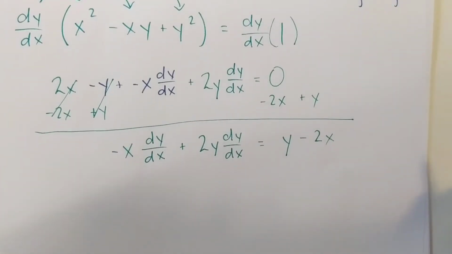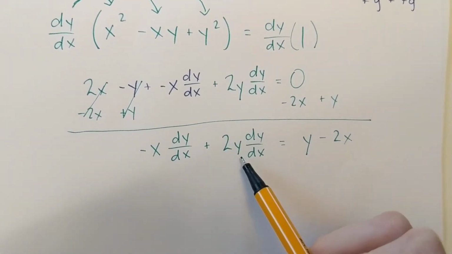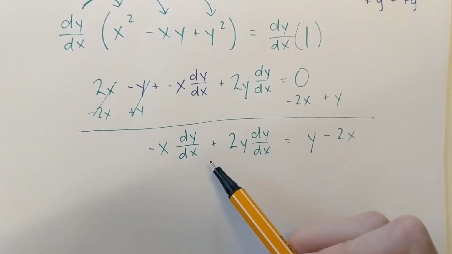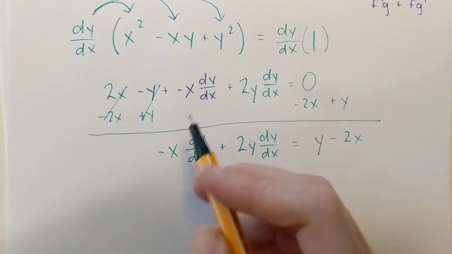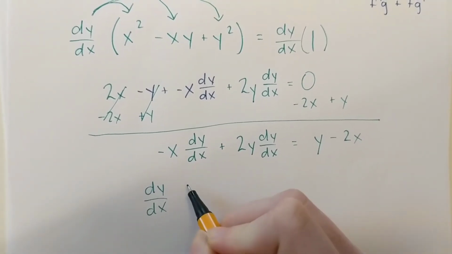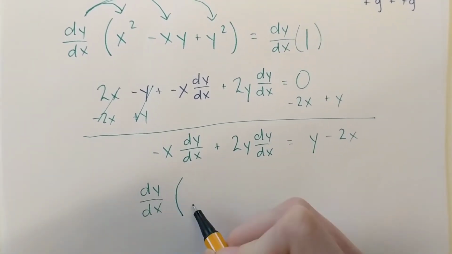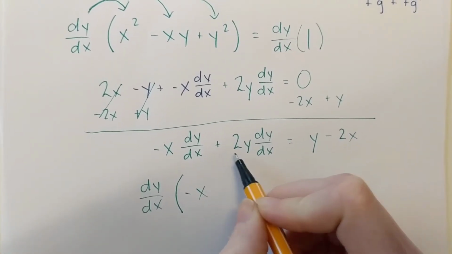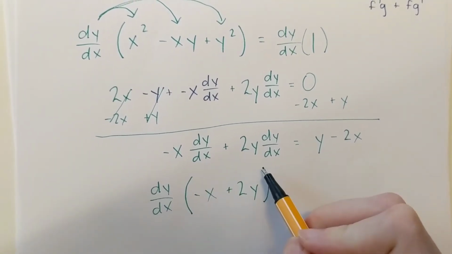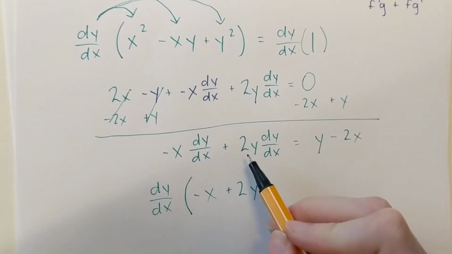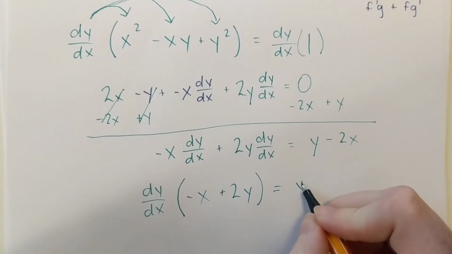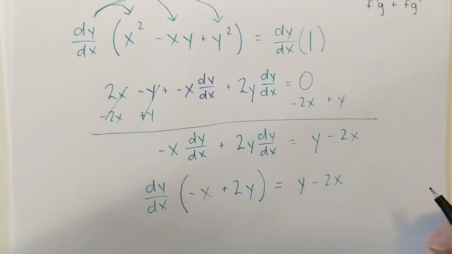Okay, so now we're here. What we want to do is just factor out this dy/dx out of this expression. So if I factor out dy/dx, what I have left on the inside is a negative x and a plus 2y. If I were to distribute this, we'd go right back to this problem right here, right? And that all equals y minus 2x.